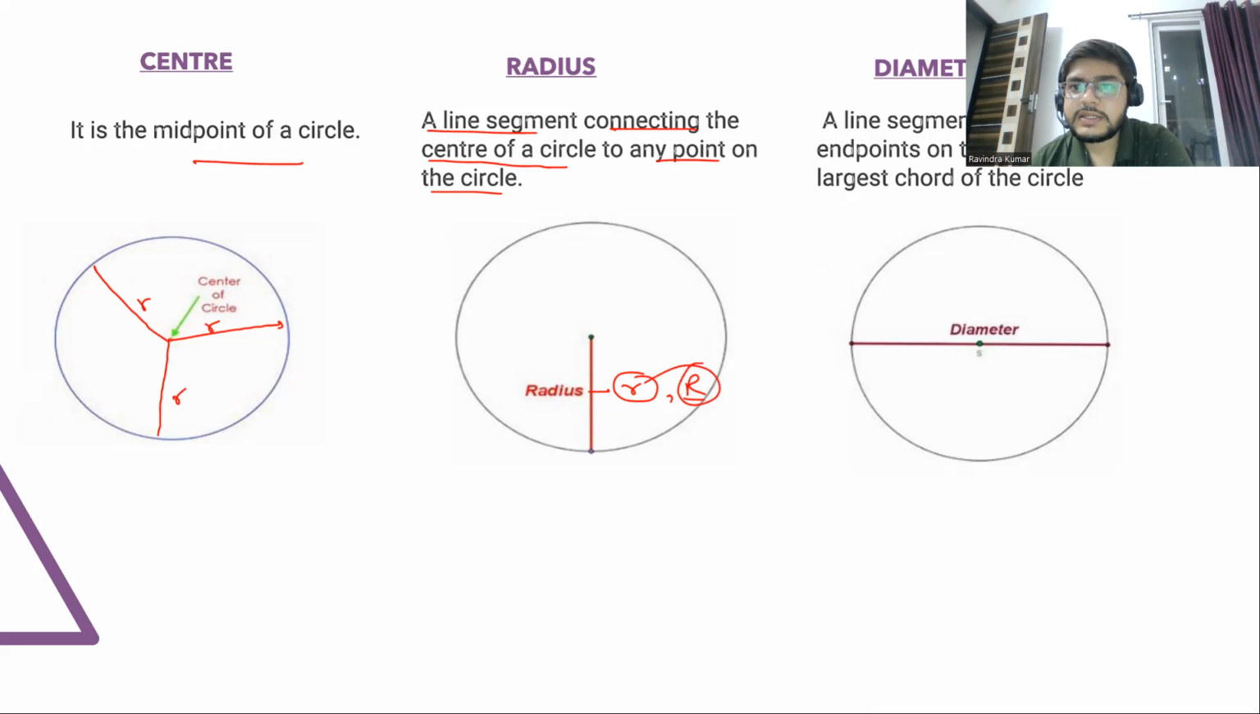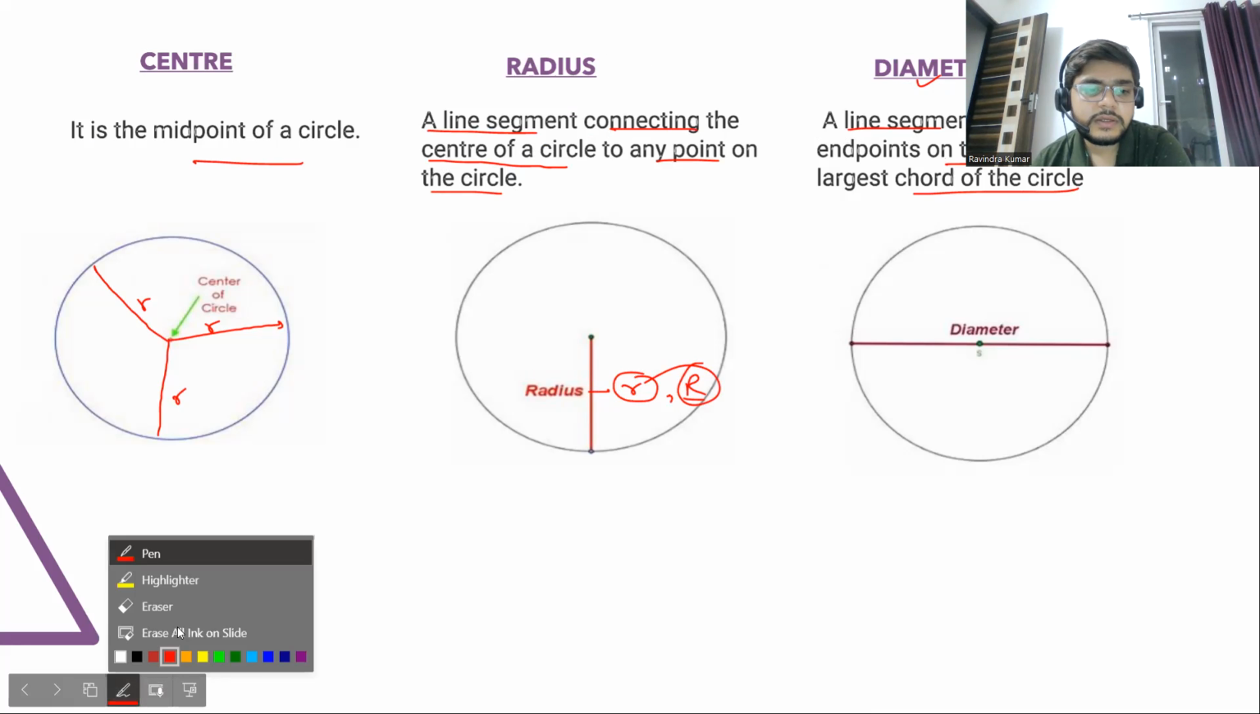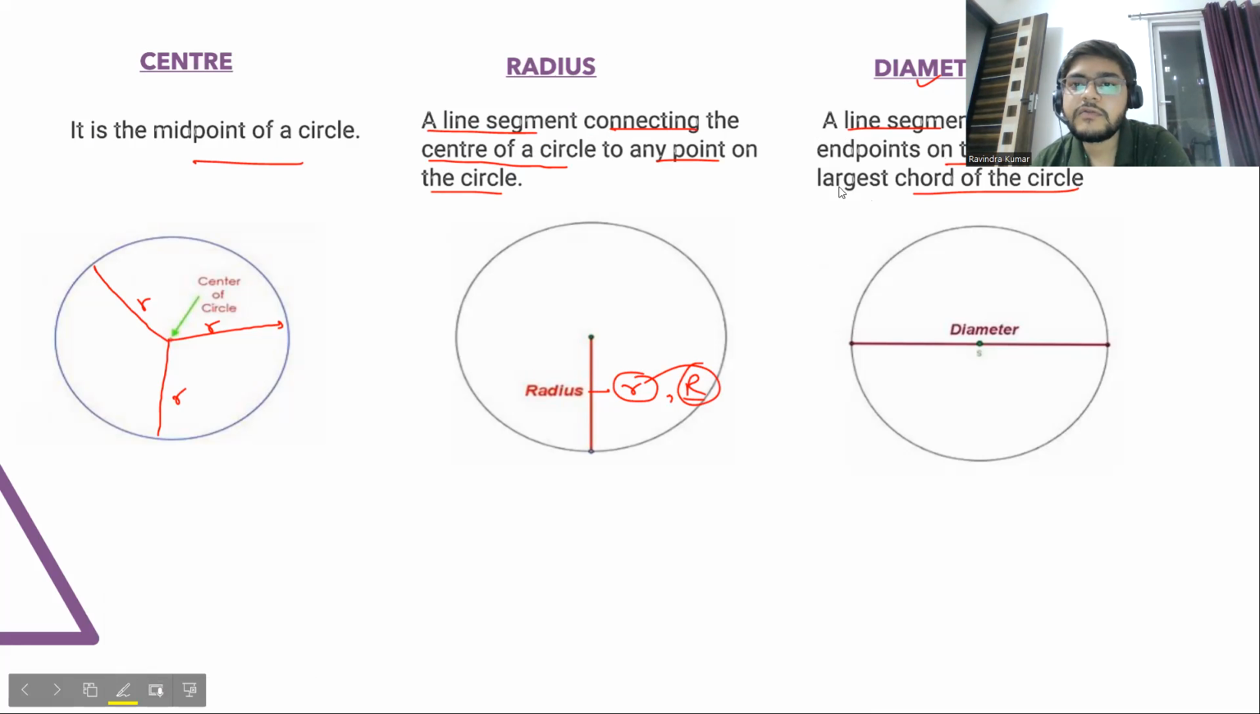Now let's come to the diameter. A line segment having both the endpoints on the circle and is the largest chord of the circle. If you read only till here, a segment having both the endpoints on the circle is the same as the chord. So basically, diameter is a type of chord. There is a question frequently asked in examinations: what is the name of the largest chord of a circle? That is the diameter.